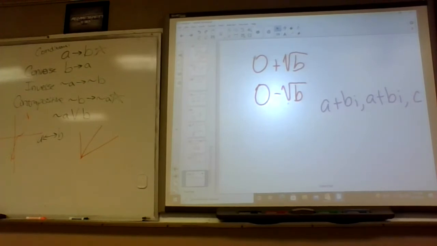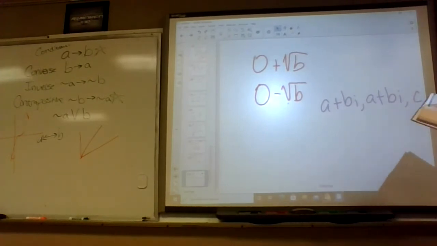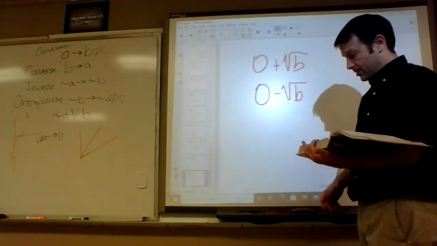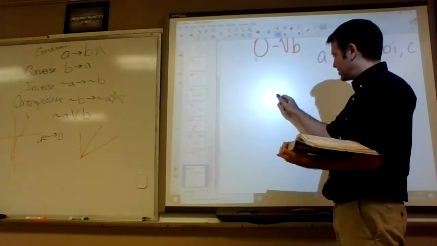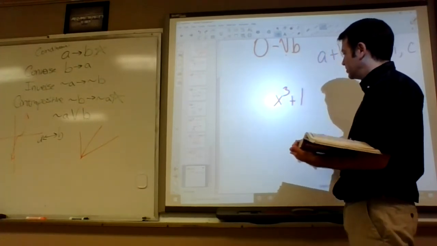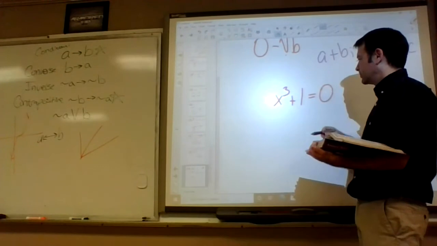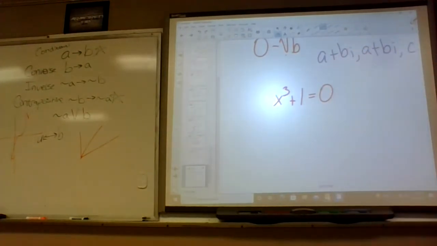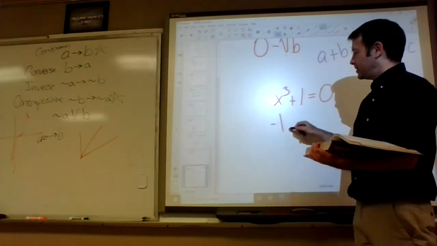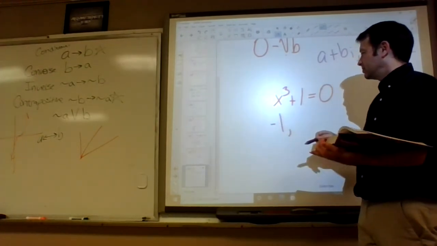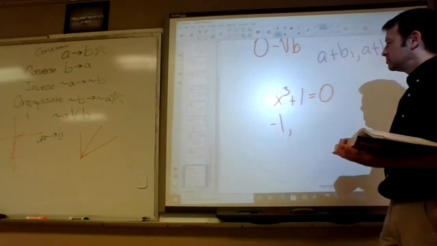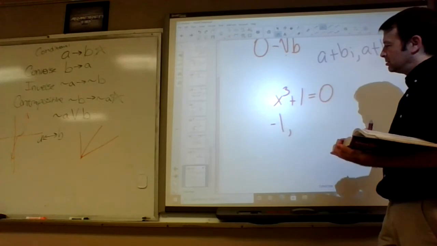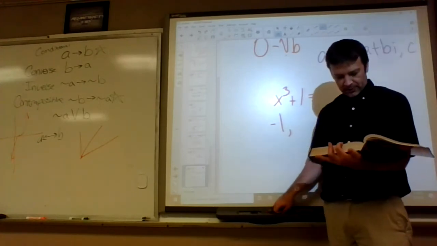Looks like they put the counterexample again. So it is false. You could have an odd power. The example they used is x cubed plus 1 equals 0, because negative 1 would be an answer, but the other two answers are imaginary. Leave it at that.